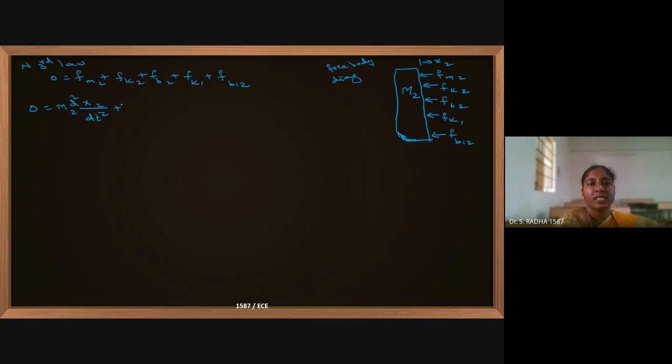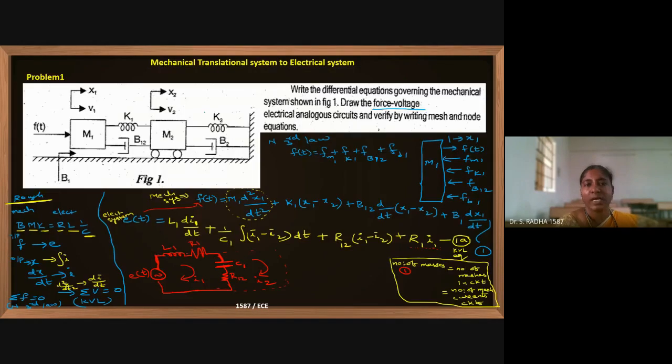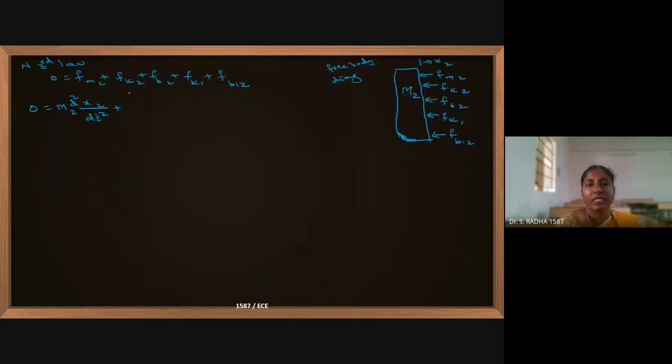Then K2 and B2, which you can see are connected only to M2. So how do I write the force balance equation? K2 X2, only one displacement, because these are connected only to M2, and B2 dx2 by dt.